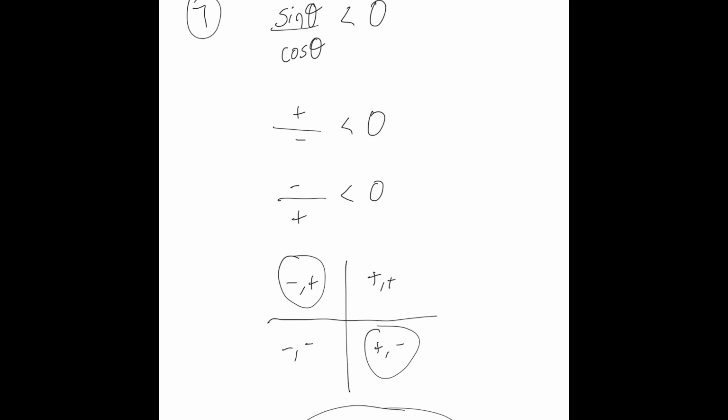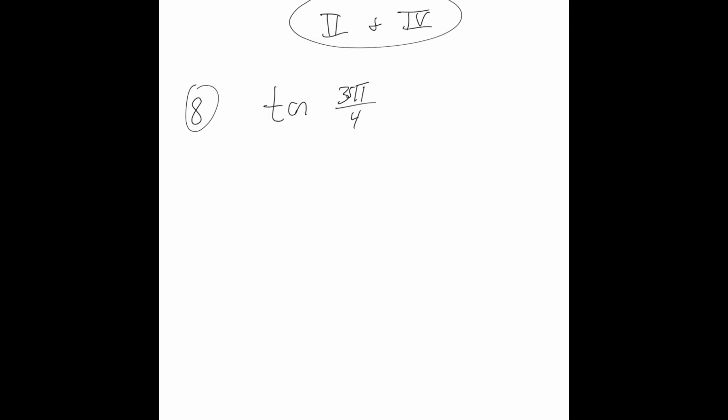All right, number 7 tells us that sine over cosine is negative. For a fraction to be negative, you either have to have a positive divided by a negative, or a negative divided by a positive. So there are only 2 quadrants where sine over cosine is negative, and that would be quadrant 2 or quadrant 4.